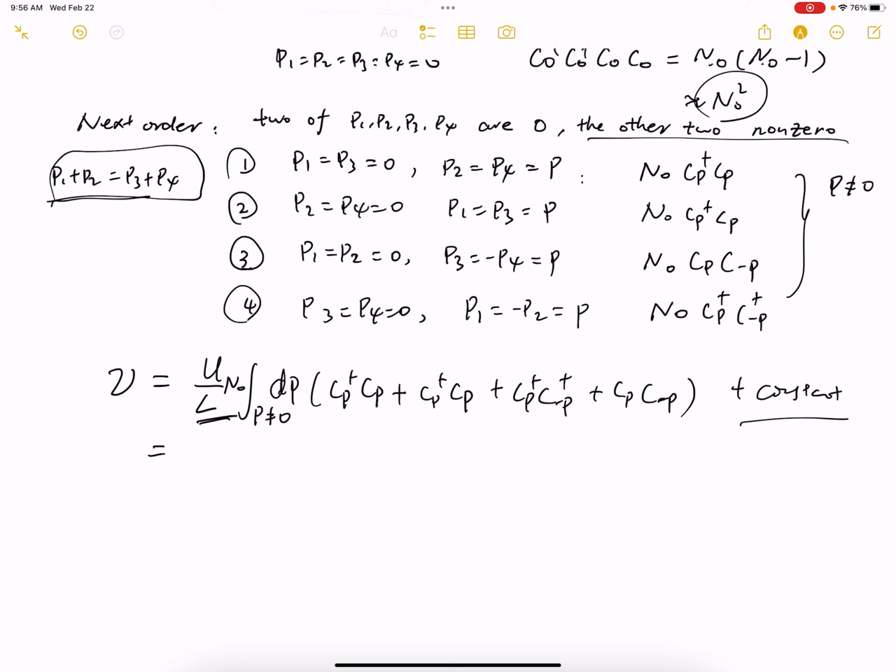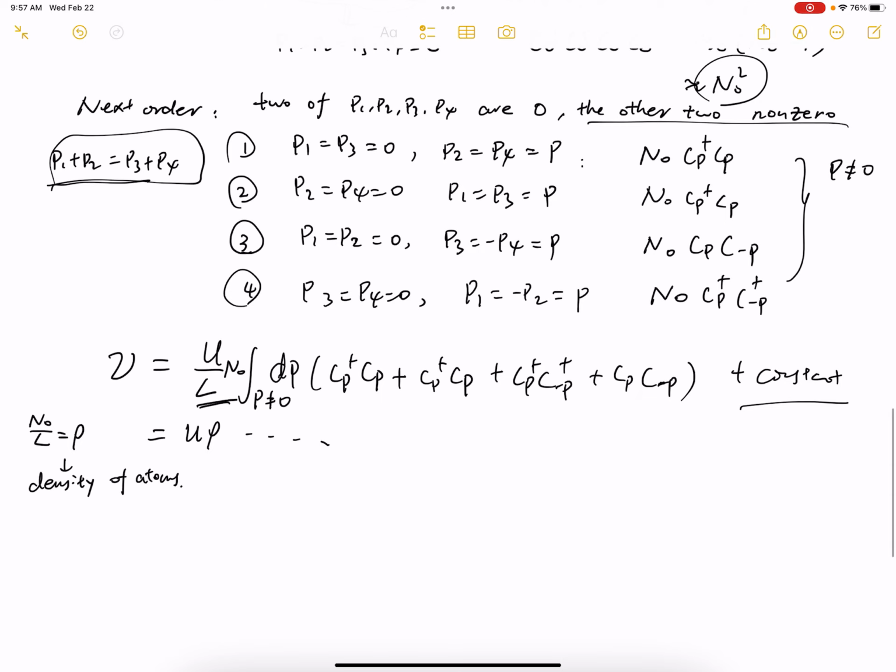So this is important because we're going to define a new constant here. We're going to call n0 over L equal to rho. So the rho here stands for the density of atoms, right? Because we have n0 particles in the momentum equals 0 state, and that over the length of the system. We are assuming 1D here, so that's going to be the density. So we're just going to call this U rho here with this whole thing there.